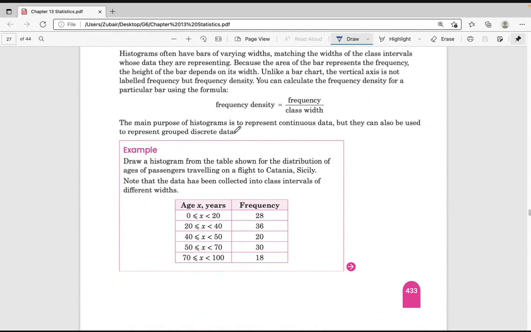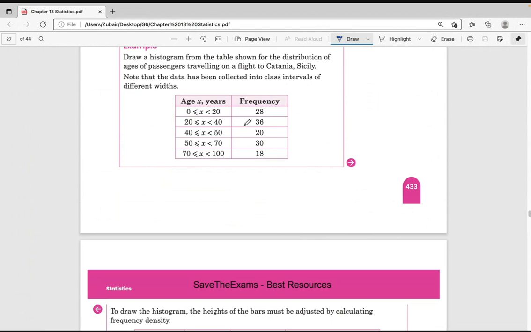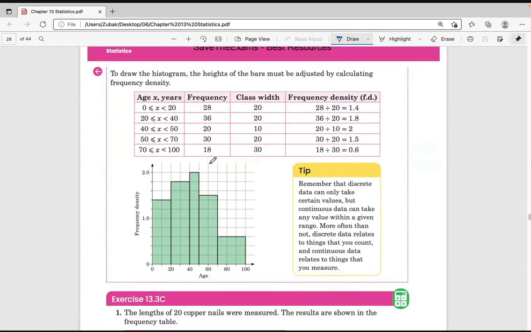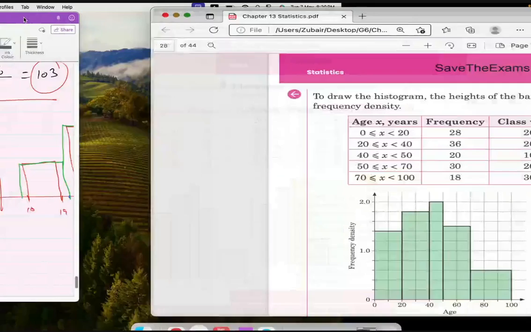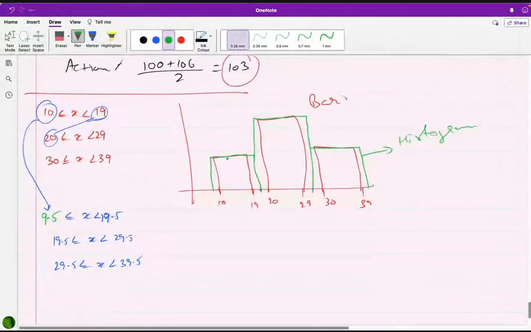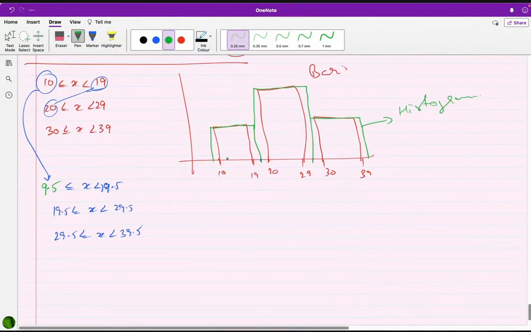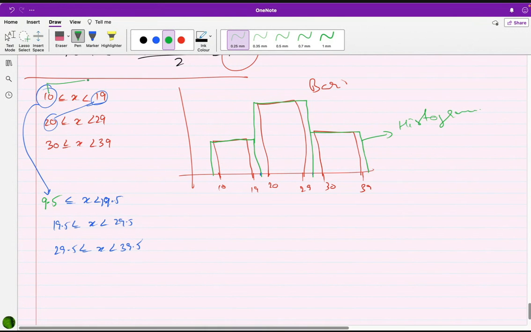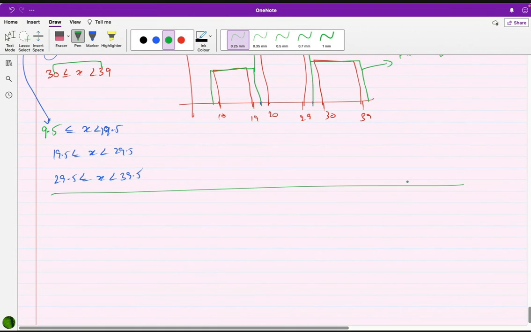So you see this data, there's no gap between them: 0 to 20, then 20 to 40, 40 to 50, 50 to 70, 70 to 100. To draw a histogram, the height of the bars must be adjusted by calculating frequency density. Now, the major thing: what we wrote earlier, all of these were of the same length: 10 to 19, 20 to 29, 30 to 39. But we'll have different lengths as well.